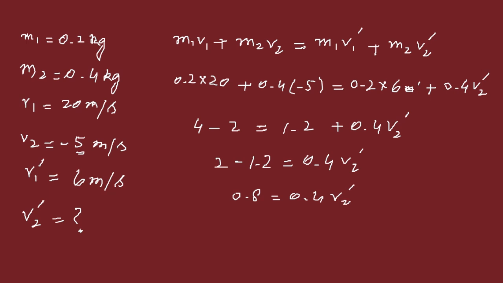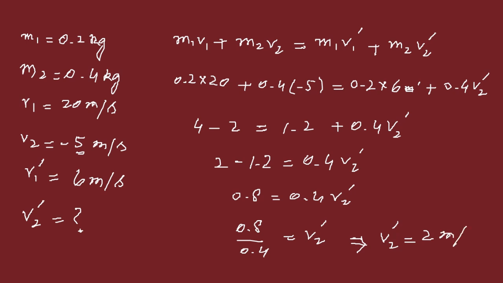Dividing 0.8 by 0.4, we will get v2 prime, and when we divide 0.8 by 0.4 we get 2. 4 2s are 8, so it is 2 meter per second.